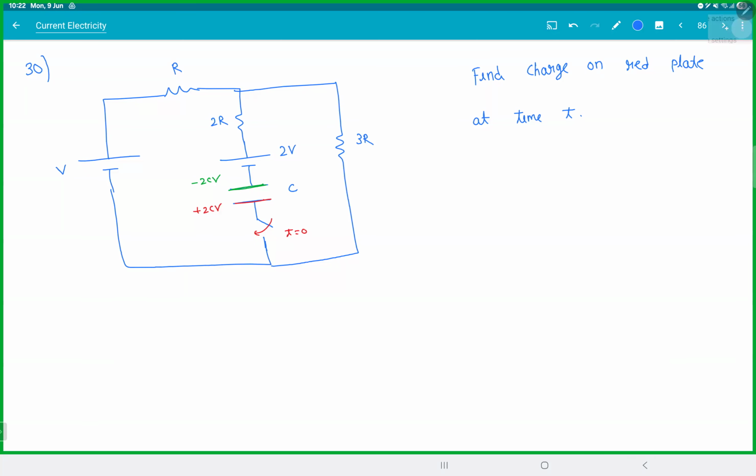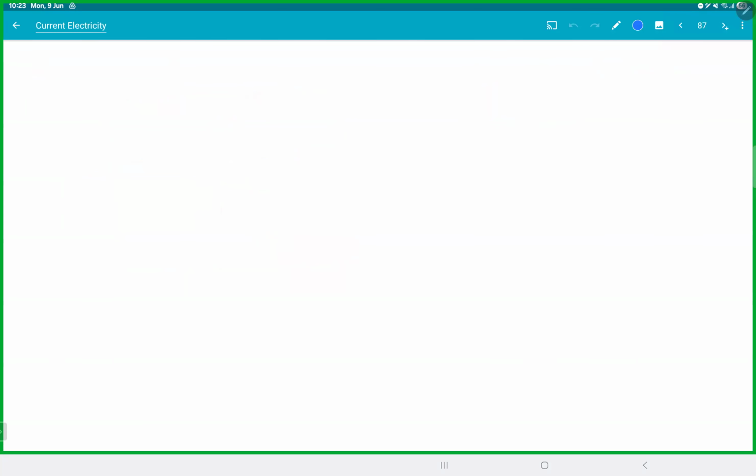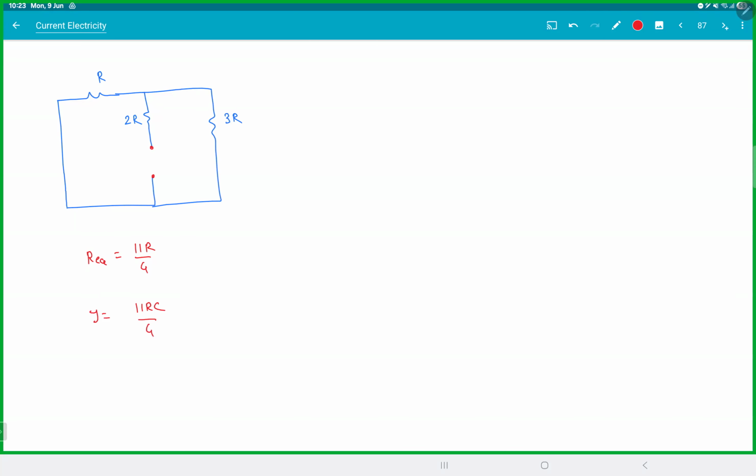Let's see. First thing, R equivalent. So replace all the batteries with wires. This is how the plain circuit looks: R, 2R, 3R. You find the R equivalent across this. R and 3R are in parallel, that will be 3R/4, plus 2R. So R equivalent is 11R/4. Time constant will be 11RC/4. Got that?